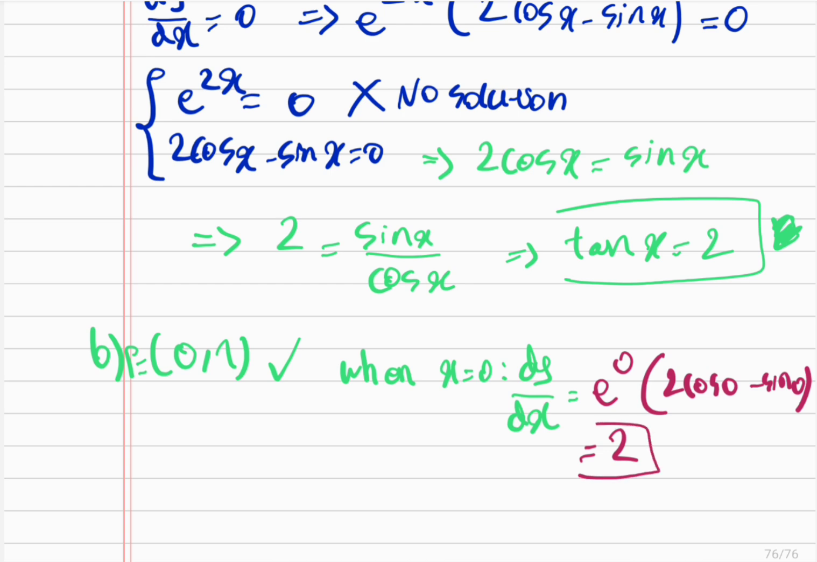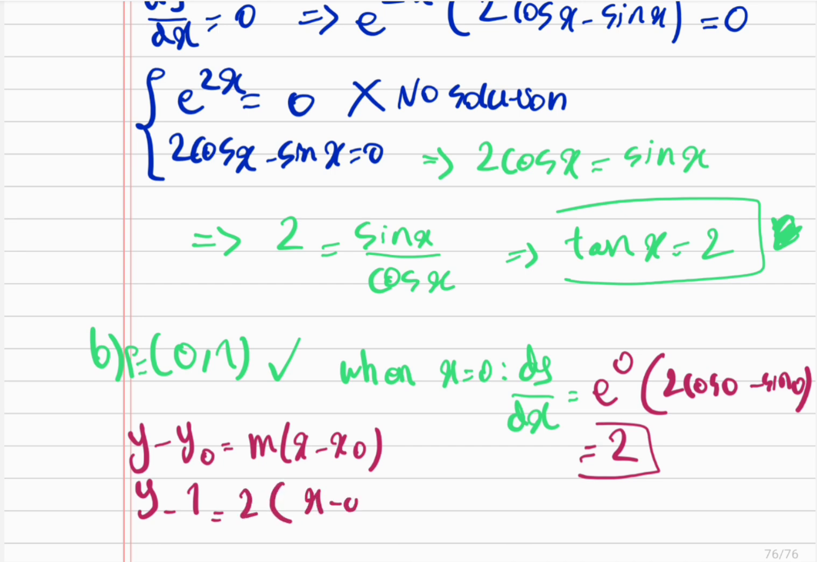That's the gradient. We have the point. Now we can find the equation of the tangent, which can be found by the equation y minus y0 = m times (x minus x0). So it's just now a matter of substitution. y minus y0, which is 1, and then m, which is the gradient, times (x minus x0). Now if you rearrange this, we get y = 2x + 1, and this is the equation of the tangent.